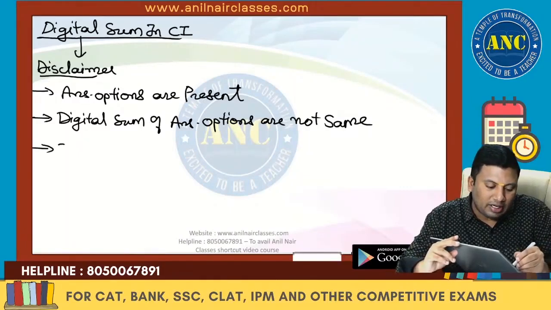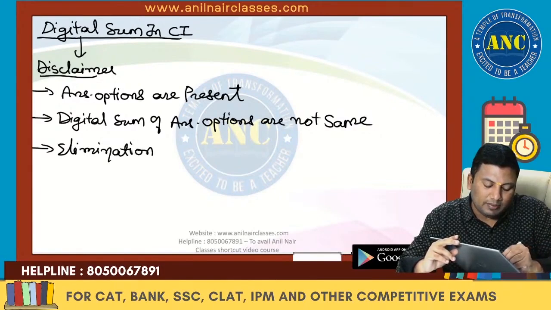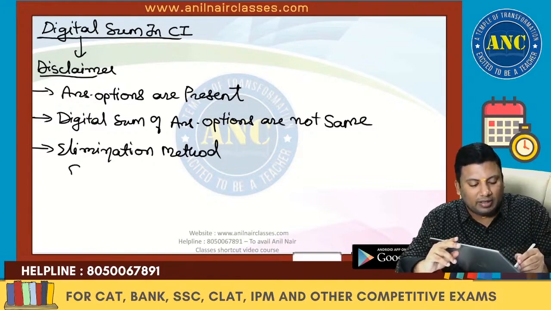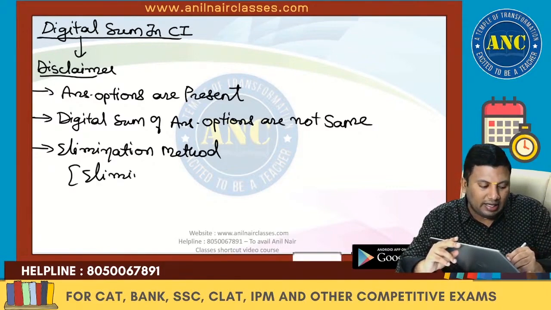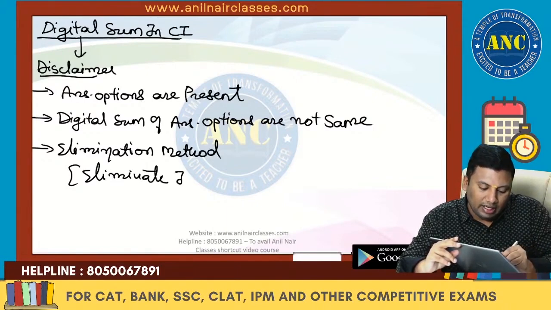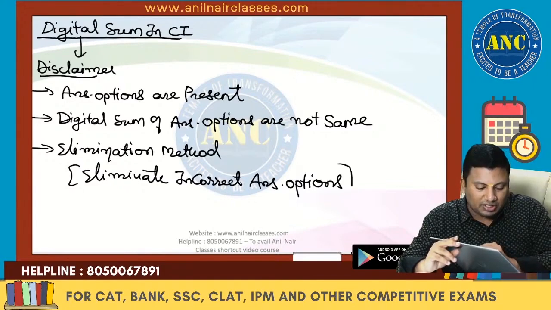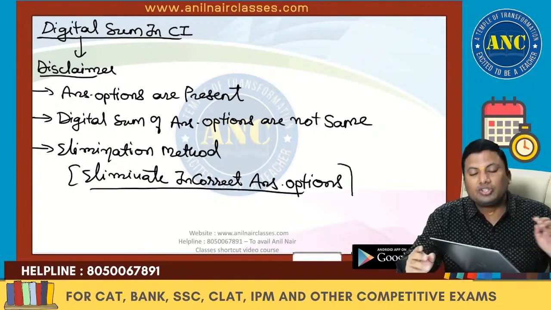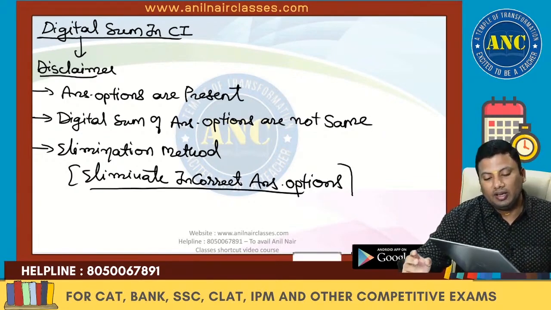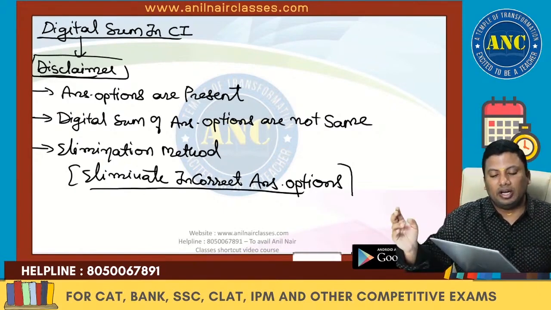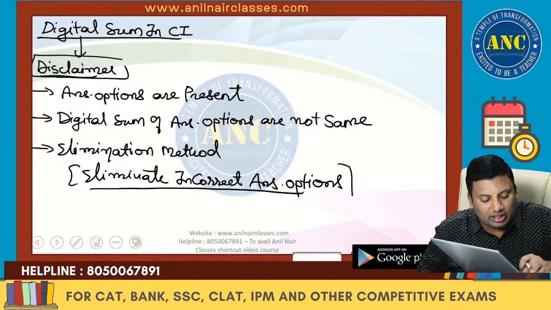And the next point, digital sum is an elimination method. What do you mean by elimination method? It will eliminate incorrect answer options. It will never give you the right answer option. It will definitely tell you which answer options are incorrect. All these important key points need to be noted before you use digital sum.